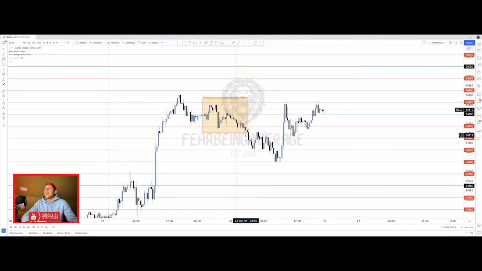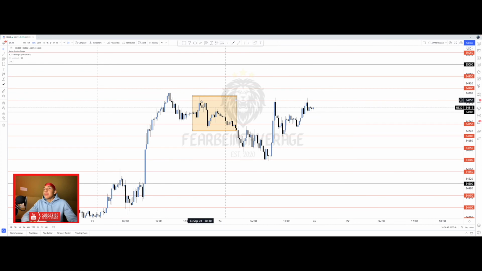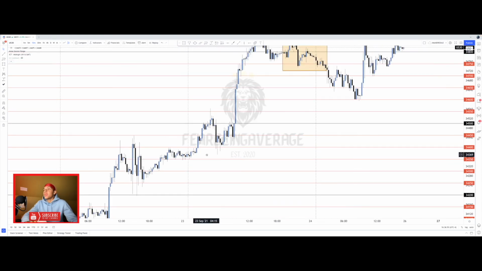You can see price when it came up to these highs at, where is this? 34,850, respected it, had a retracement, came all the way back down to 34,700 to then continue back higher and then rejecting 34,850 again. And you can see these moves happening all the time.